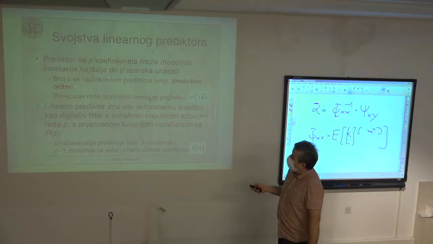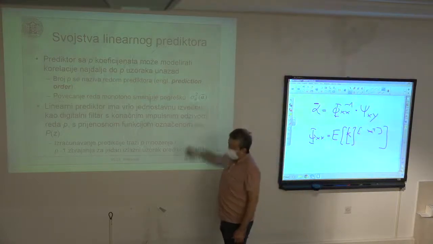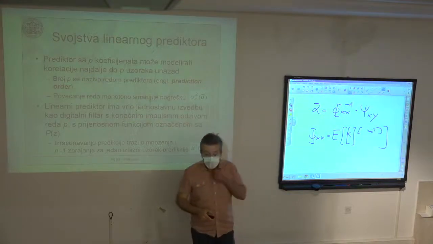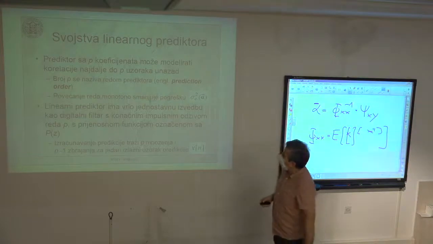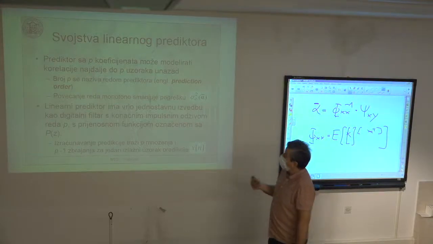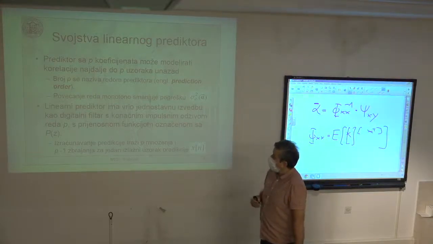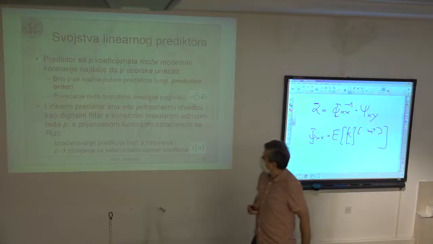The variance of the prediction residual is monotonically decreased by increasing the prediction order. So if I take not, for example, 2 previous samples, but 3 or 4 or 5, by increasing the number of preceding samples that I use as a source process to predict the current sample, the residual error variance is necessarily reduced.